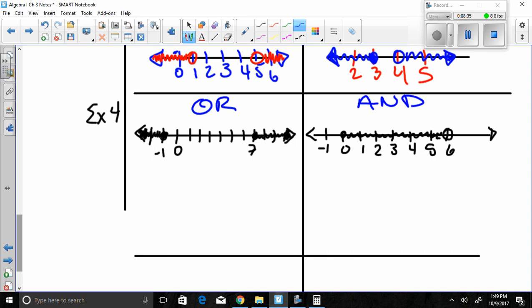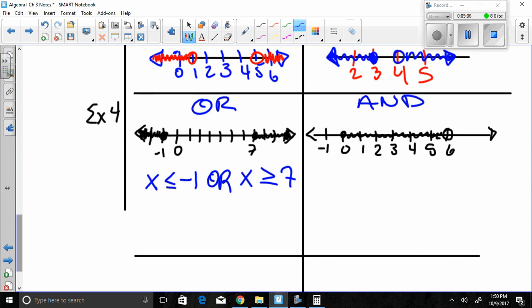So for this one here on the left, I need a variable, I need a number. It's shaded to the left, which is less than, and it's a closed dot, so it's less than or equal to. Here, the one on the right, I have x and I have 7. It's greater than, and it's greater than or equal to because it's a closed dot. So I write this as x less than or equal to negative 1, or x is greater than or equal to 7. That's how you write it.